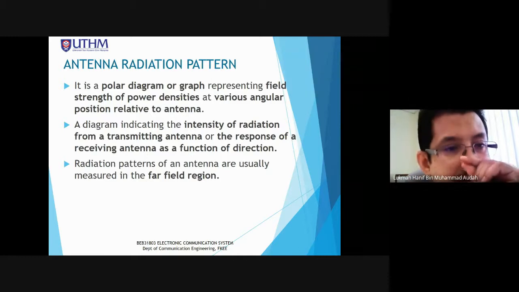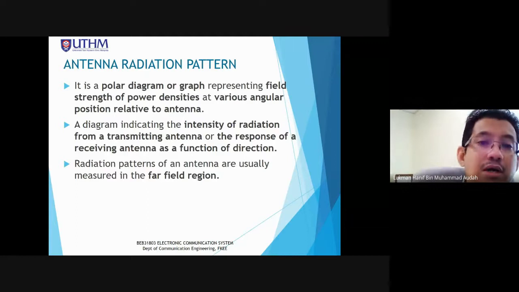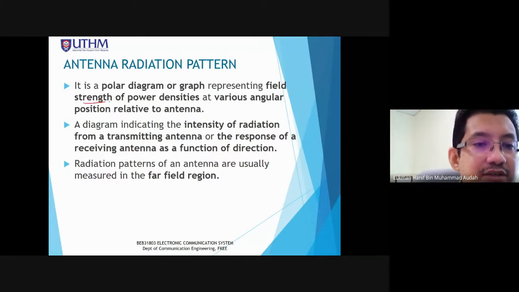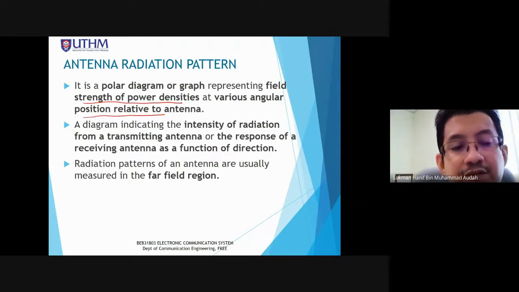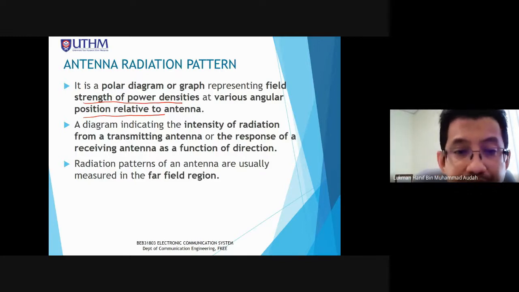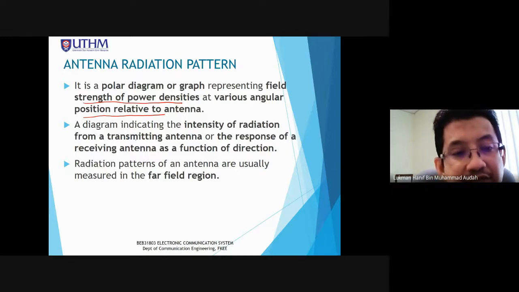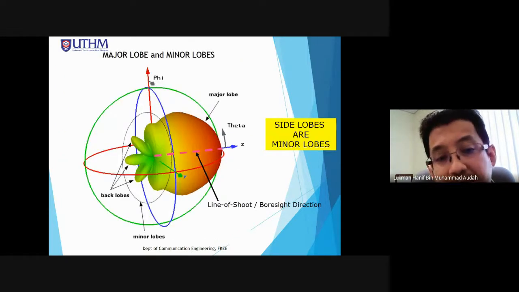Antenna radiation pattern. So antenna radiation pattern, it is a polar diagram or graph representing the field strength or power densities at various angular positions relative to the antenna. It is a diagram indicating the intensity. Okay, diagram yang menggambarkan kekuatan radiation transmitting from the transmit antenna or the response of the receiving antenna as a function of directions. Okay, so antenna radiation ini adalah seperti ini.